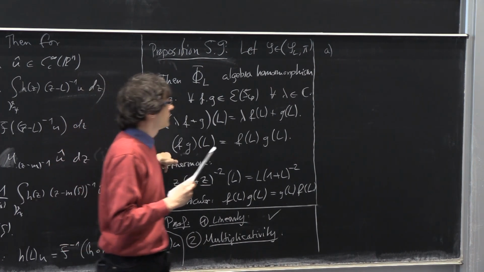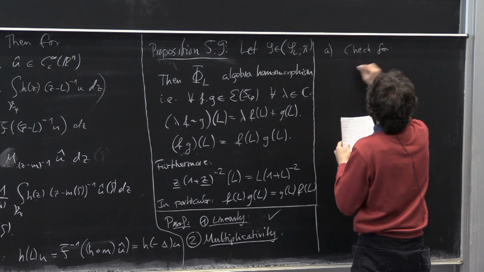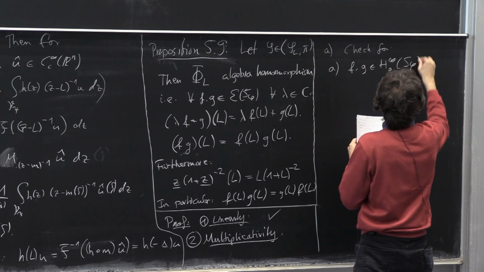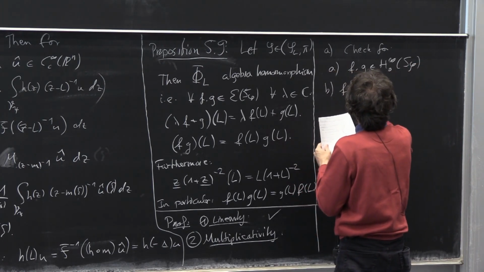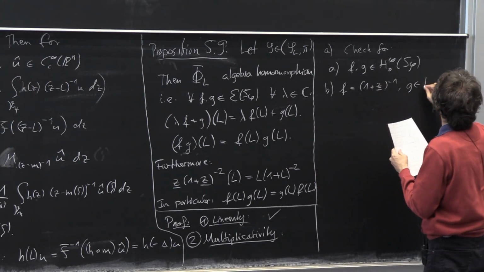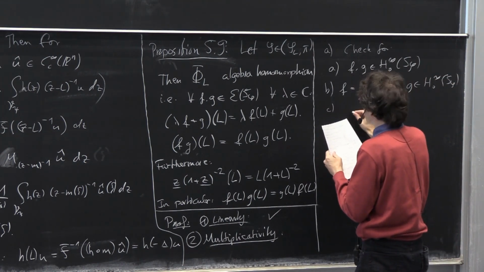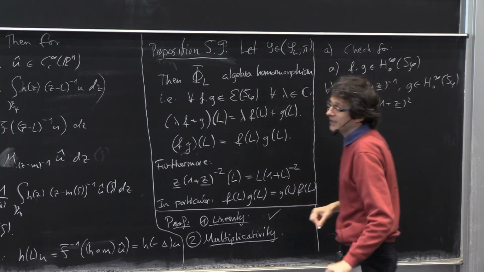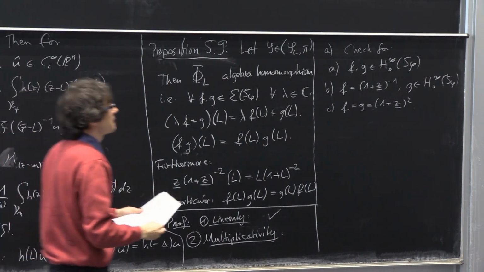What remains? We have to check three cases. The first case is f and g are both in the main building block of our Dunford-Riesz class. The second case is one of the two is the special resolvent that we had, and the other is in the Dunford-Riesz class. And the third case is they are both the resolvent. The rest of the cases involve a constant, and for the constants it's clear. Okay, so these three we have to check.